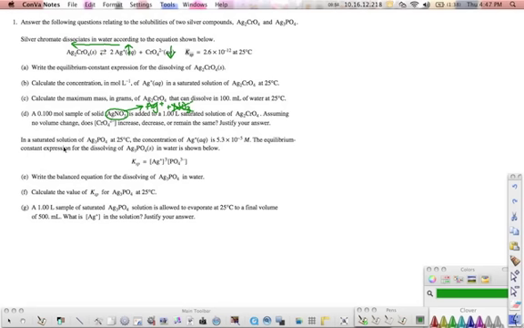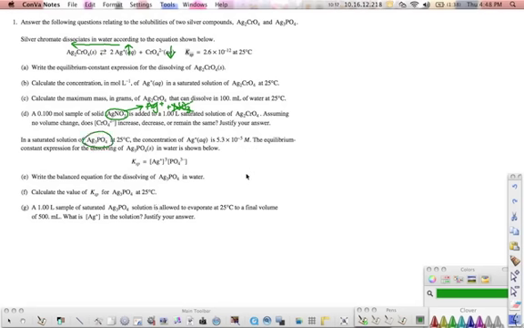So our next silver compound is silver phosphate, and they give us the equilibrium expression, so now they want the balanced equation, and this is what you will see. Either they're going to give you the balanced equation and then ask for the equilibrium constant expression, or they'll give you the equilibrium constant expression and ask for the balanced equation. So getting the balanced equation couldn't be simpler.